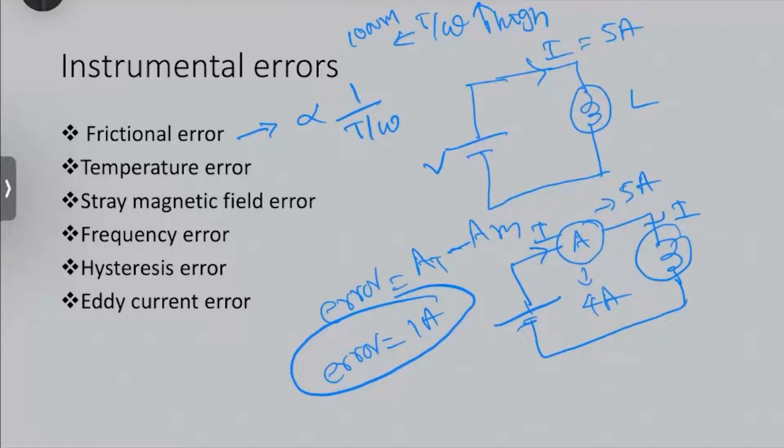What is meant by torque to weight ratio is that for a given torque, the weight of the moving system should be as low as possible. The ratio being high means the weight should be low. That means in a given instrument, for the same developing torque, if the weight of the moving system is less, then that instrument is having less frictional error.